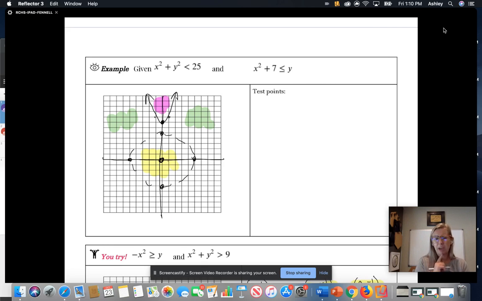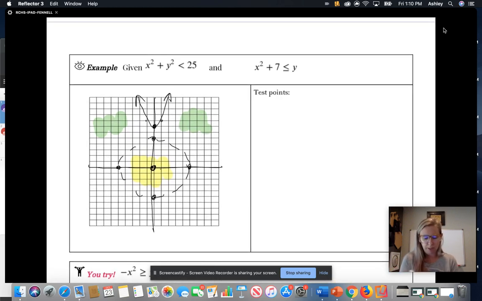But I don't see any way for that to lead to a solution. So if we're in that pink area, we're not going to be able to pick up any part of that circle, right? I don't think the pink is really an option here. It doesn't make sense in the context of my problem.